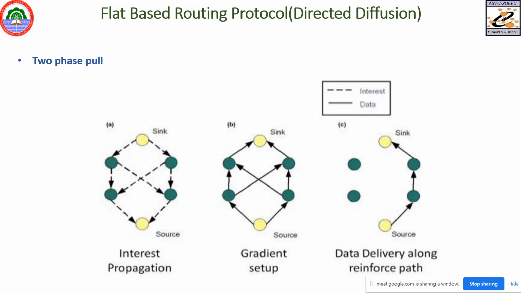So thus, this one-phase pull does not require any reinforcement of messages. As in the two-phase pull, there is a reinforcement of path and messages, but in this case, it is not required.